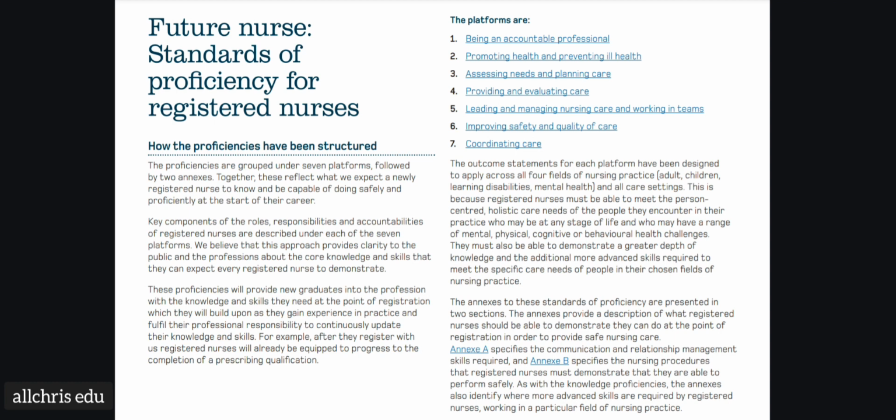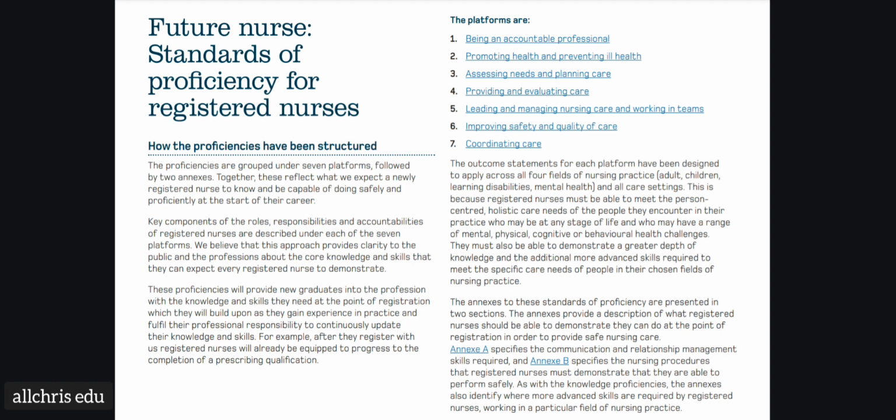These proficiencies will provide new graduates into the profession with the knowledge and skills they need at the point of registration, which they will build upon as they gain experience in practice and fulfill their professional responsibility to continuously update their knowledge and skills. So these platforms will also help the new nurses, whoever is going to join as a registered nurse. They'll come to know what they need, and while doing their services or while taking care of people, they will try improvising, they will try inculcating knowledge timely.